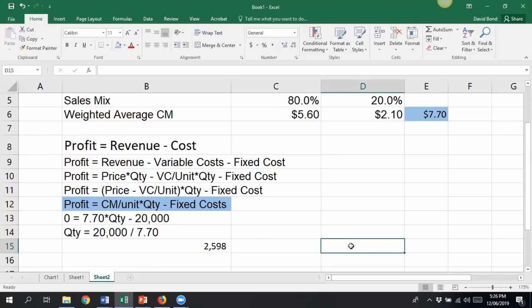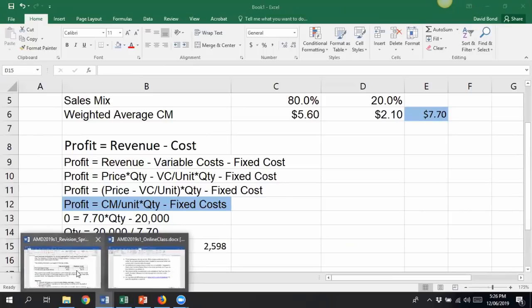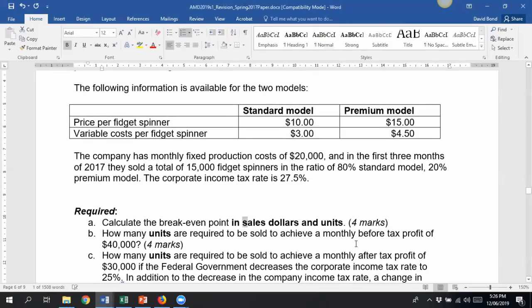2,598 units all up. That's not standard or premium. That's just combined. You're going to sell 2,598 units to break even. Coming back to the question, for all those in my class who keep getting lazy with it and just work out one and not the other, that is the break-even point in units.